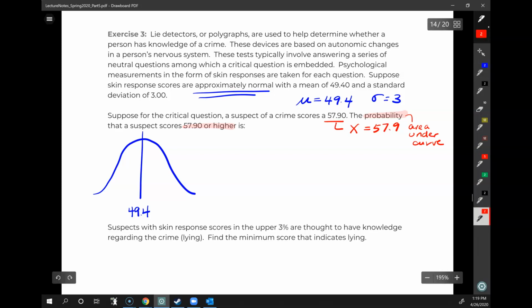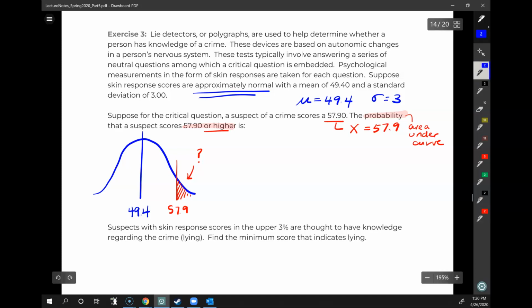I want to see that we know where the actual cutoff value is that we're looking for. This probability starts here at 57.9. It is important that you put this on the correct side of the curve. 57.9 is larger than 49.4, so it should be to the right. And then that you have the shading in the right place. We want this value or higher, so we'd want this shading, and I like to put a little question mark to show that's what I'm looking for, this area under the curve.